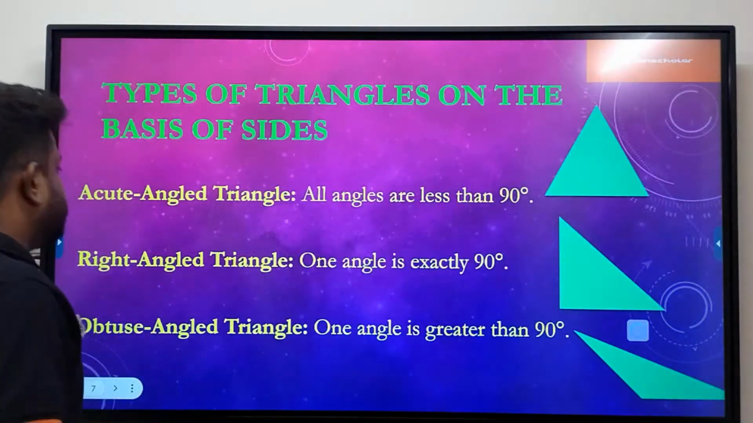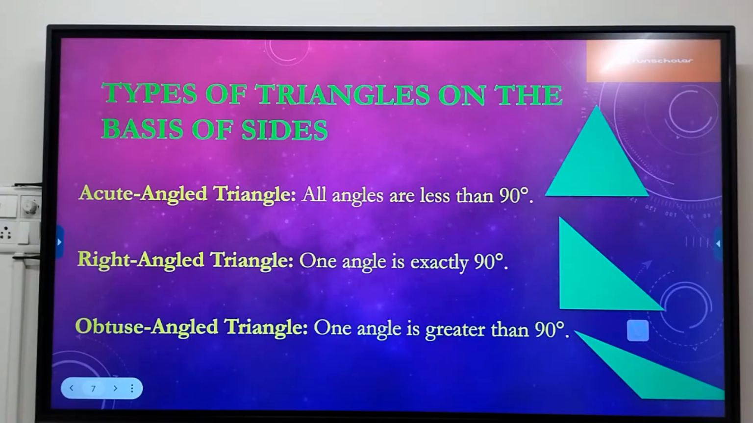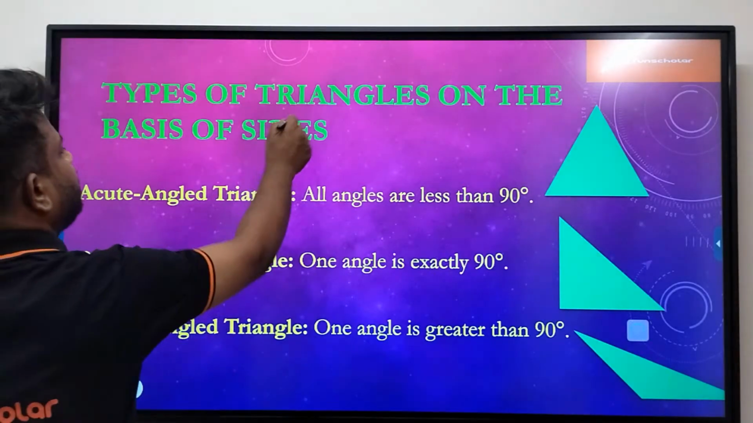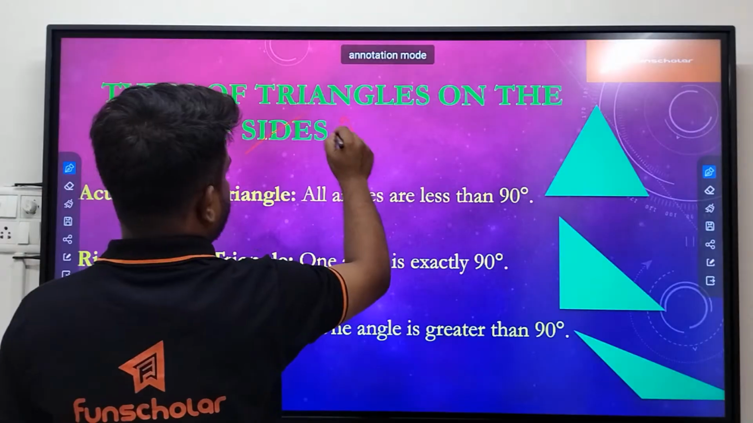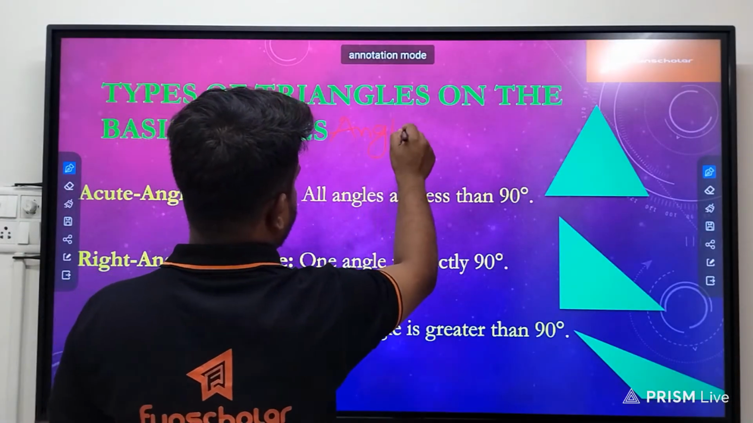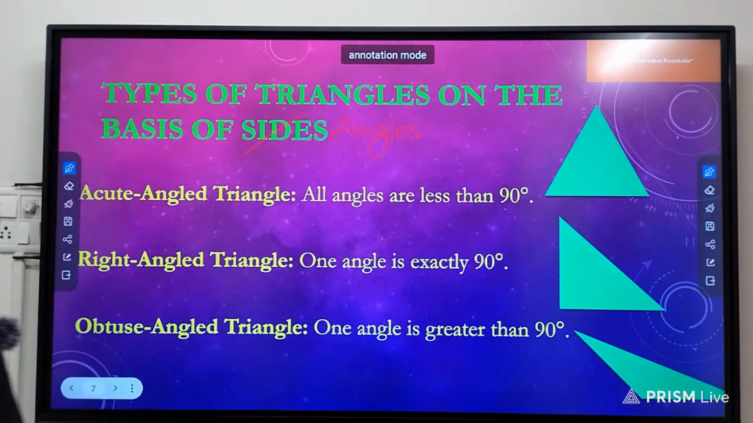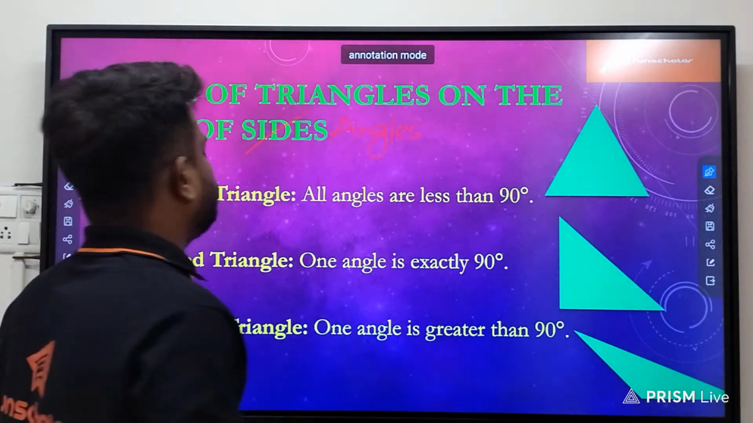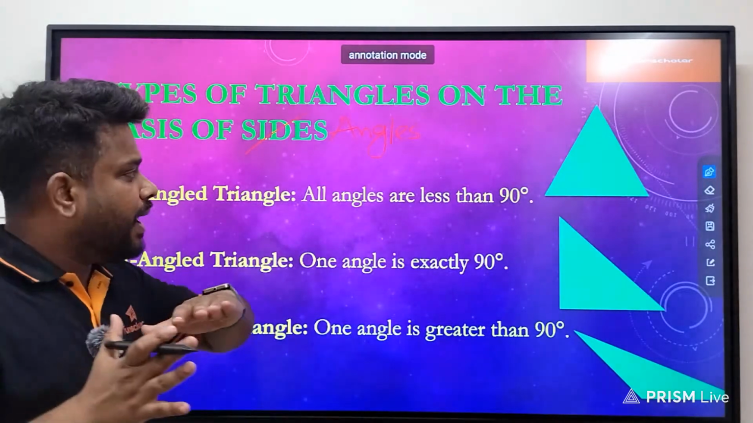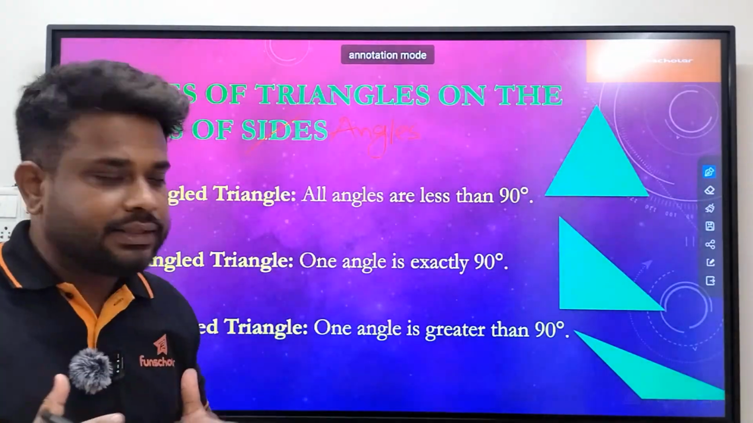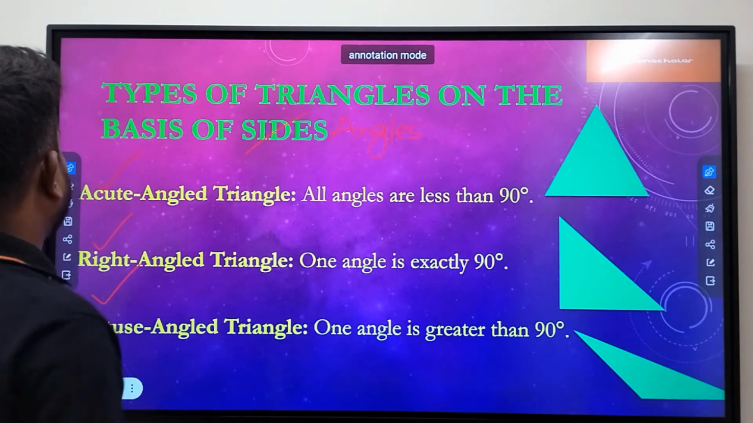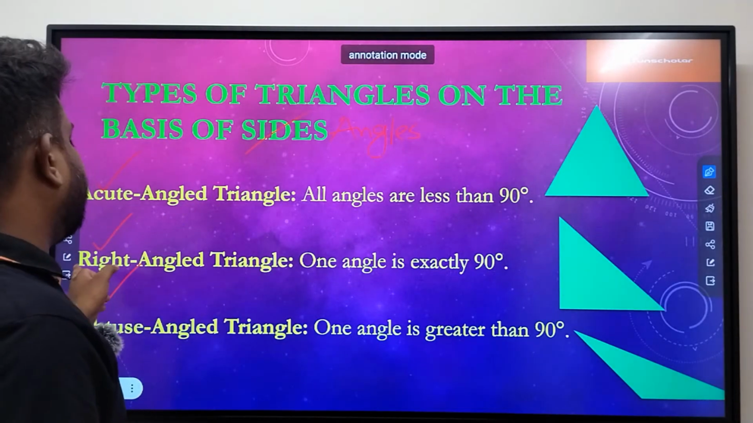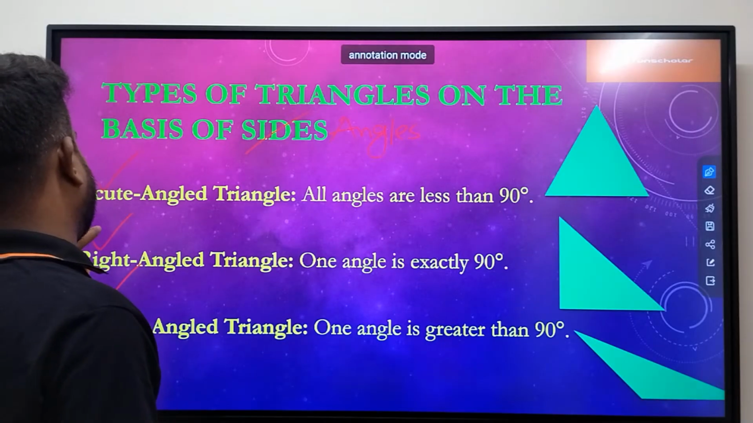Now let's go to the next. Types of triangles on the basis of sides. Sorry, this will be angles, not sides. So by arranging them by the angles, we will have three types of triangles: acute angle triangle, right angle triangle, and obtuse angle triangle.